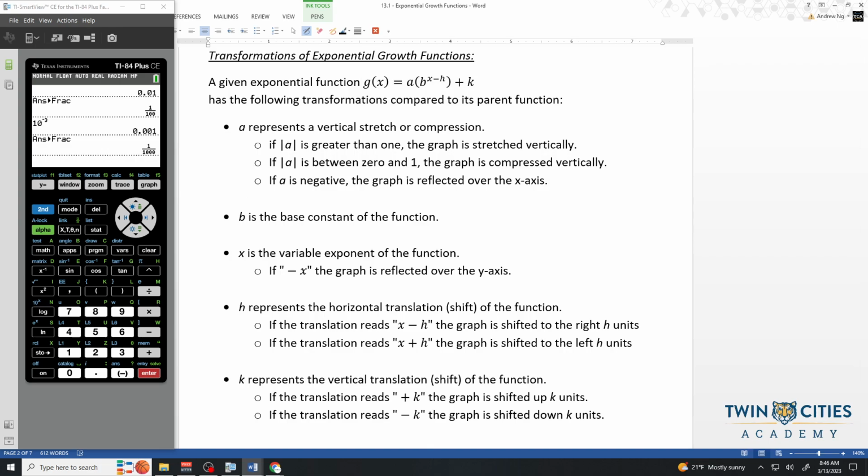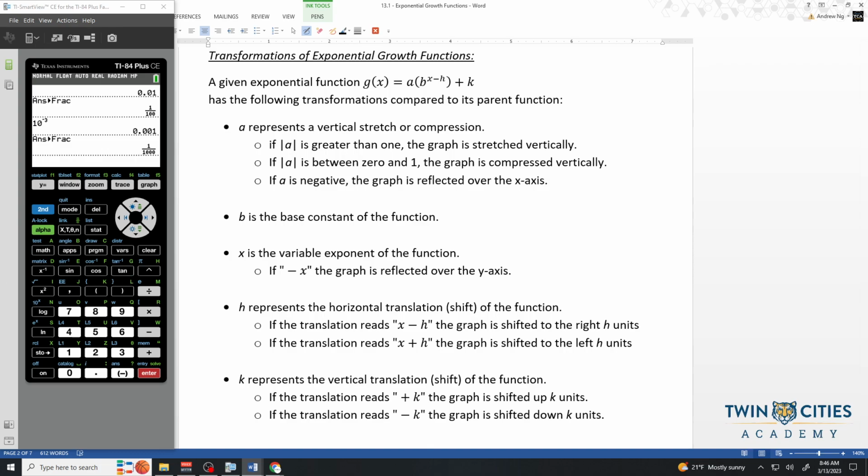If the absolute value of a is greater than 1, the graph is stretched vertically. If the absolute value of a is between 0 and 1, the graph is compressed vertically. If a is negative, the graph is reflected over the x-axis.